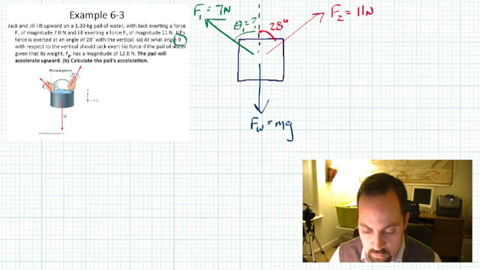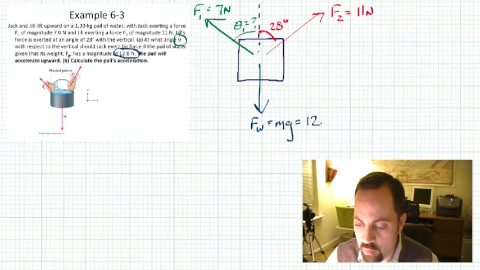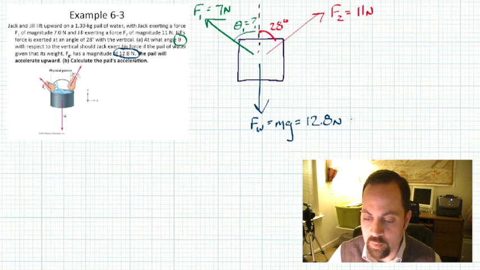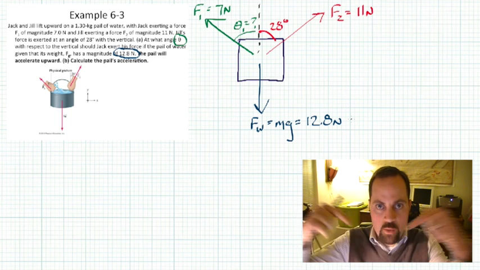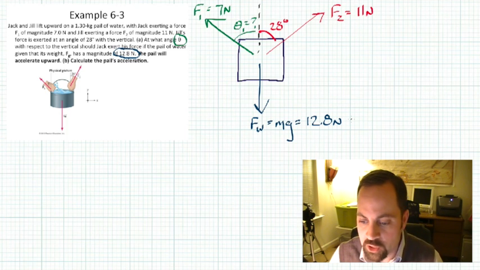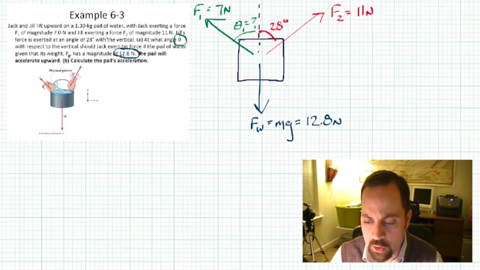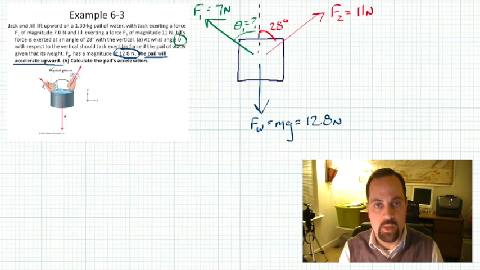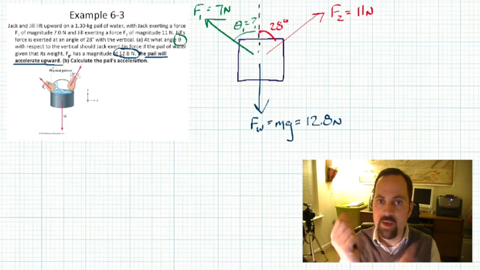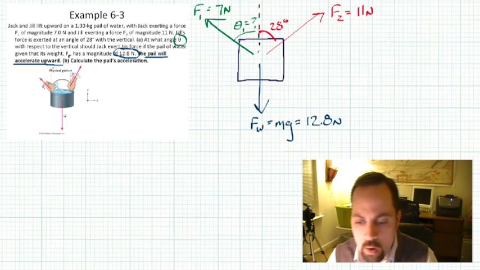Well, this isn't really part of Jack's angle. This is really just telling us the weight force is 12.8 newtons. But what it's really saying is, at what angle should Jack exert his sideways force such that, and this isn't really clear, and I should clarify it, the pail will accelerate upwards. What we mean by that is it accelerates upwards only. It doesn't accelerate left or right at all.